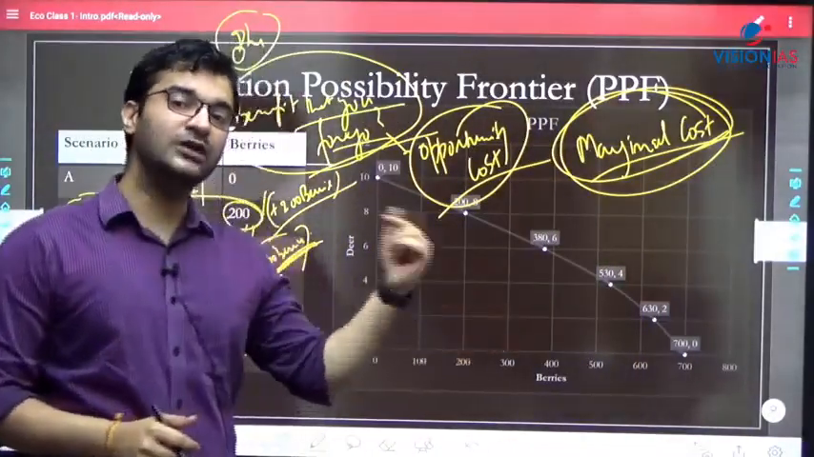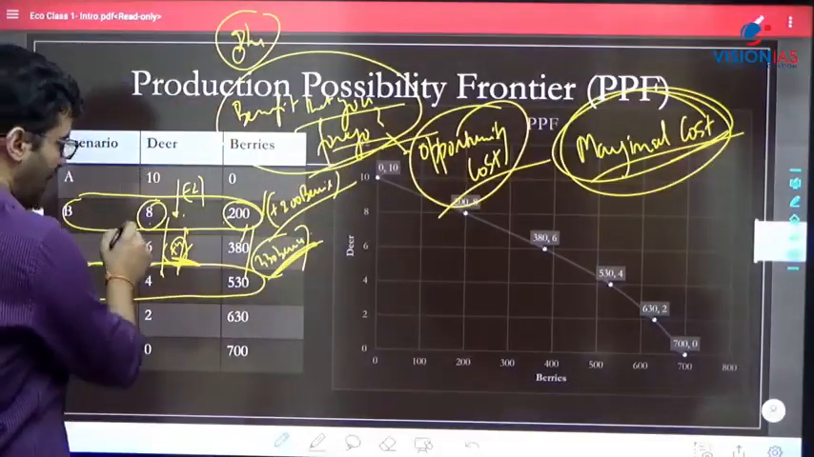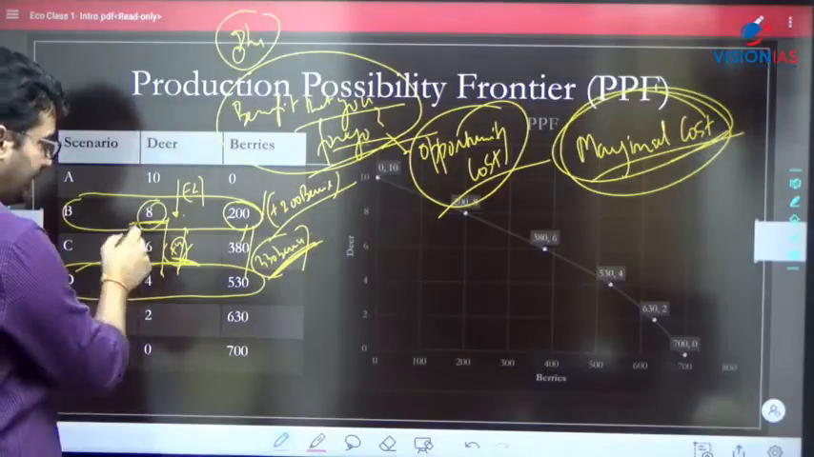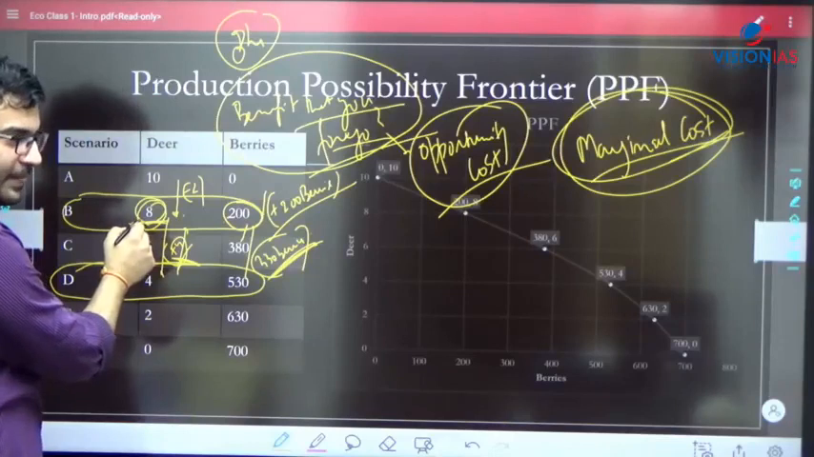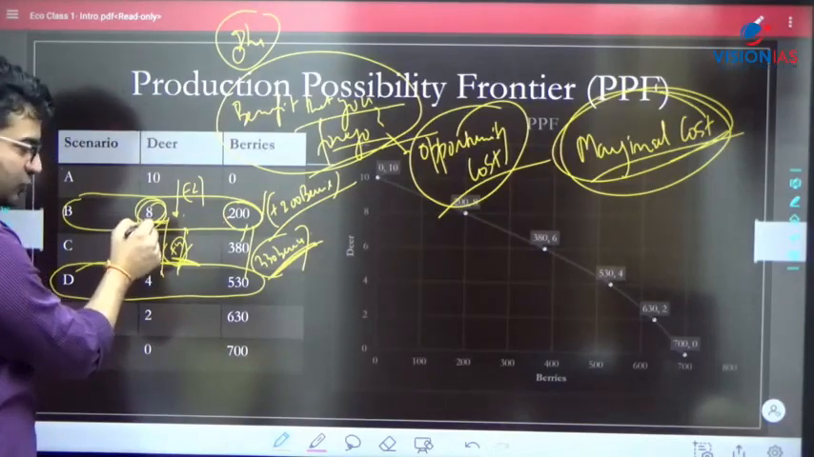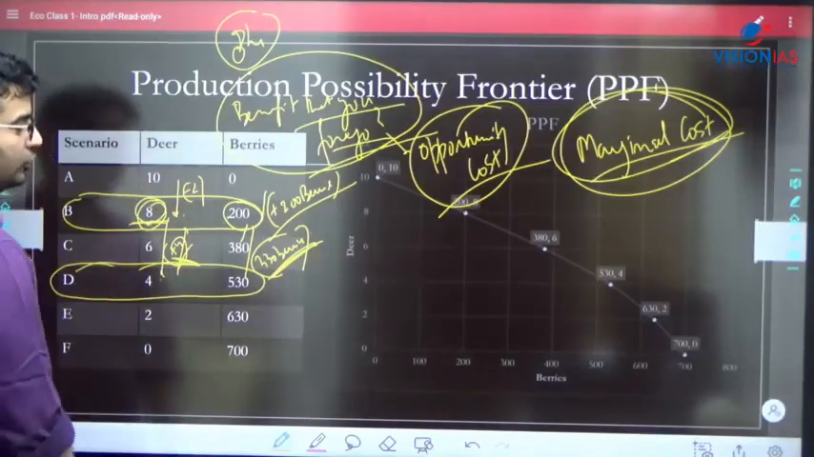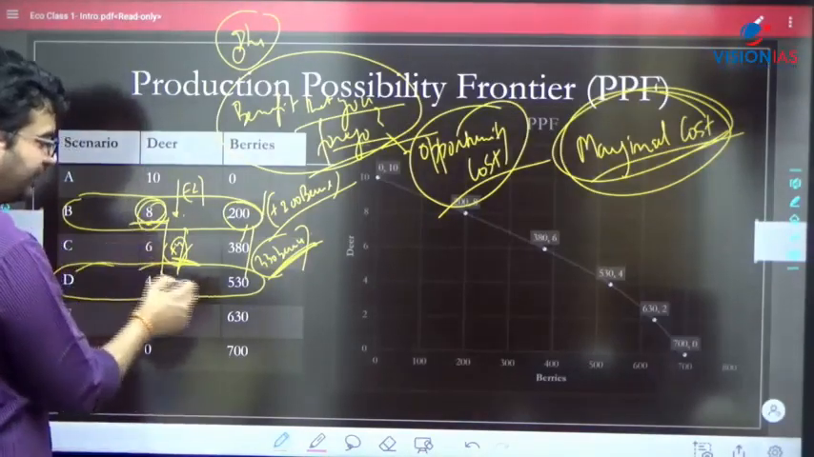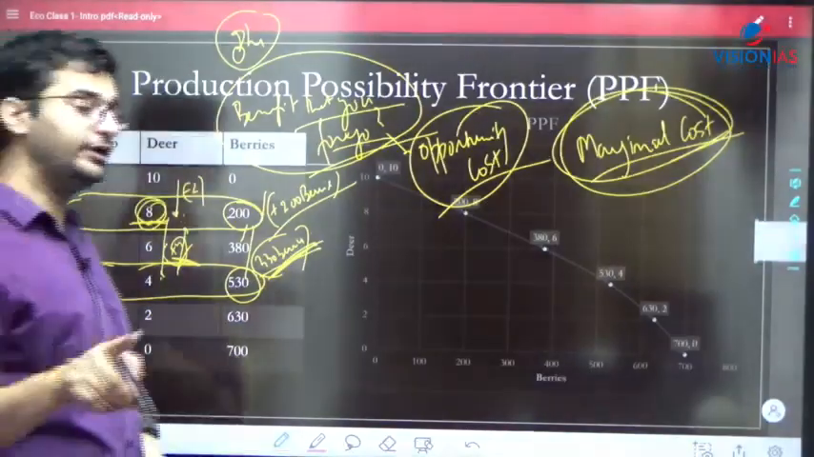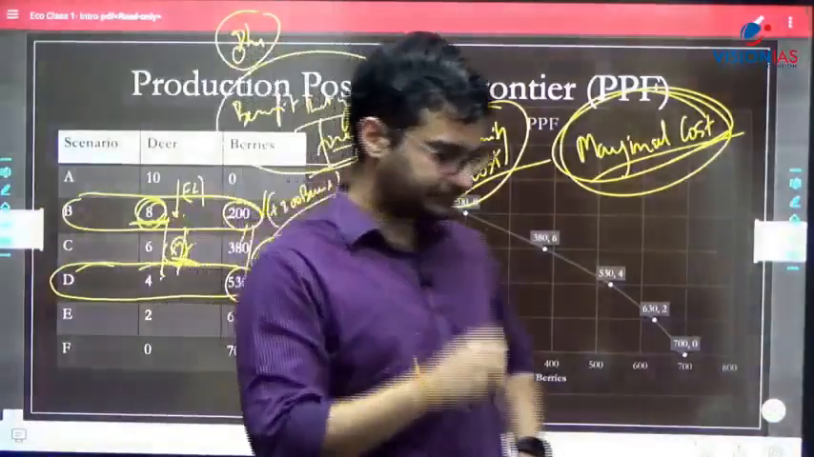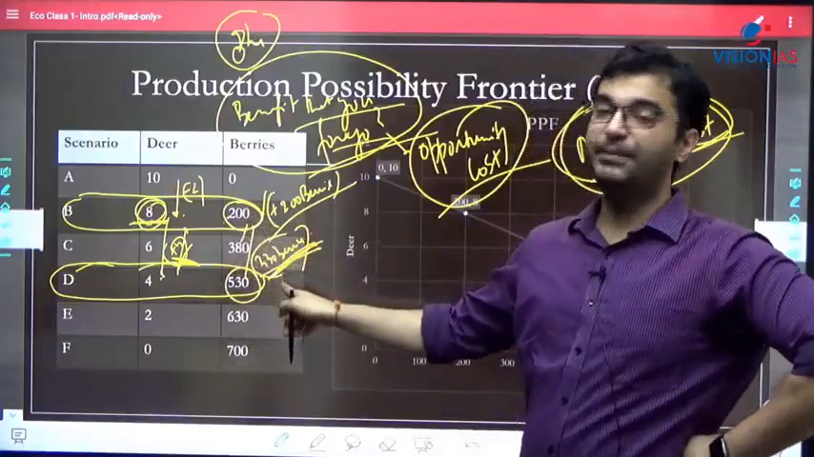Opportunity cost was in terms of benefit that you forego. You have 8 deer here. In your scenario B, you hunt 8 deer. And when you hunt 8 deer, you are choosing the scenario B over scenario D. B से D को जब choose कर रहे हो, you are foregoing 330 berries. So your opportunity cost of choosing B over D was the benefit that you have foregone.